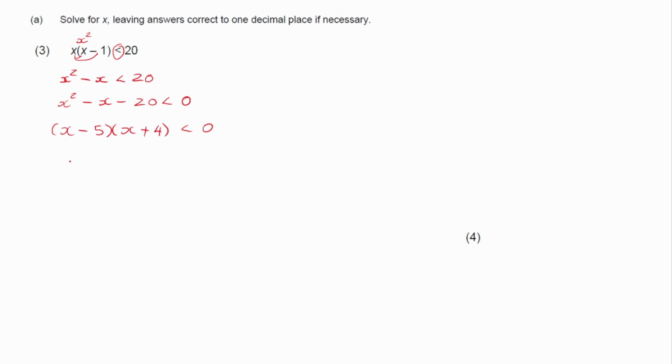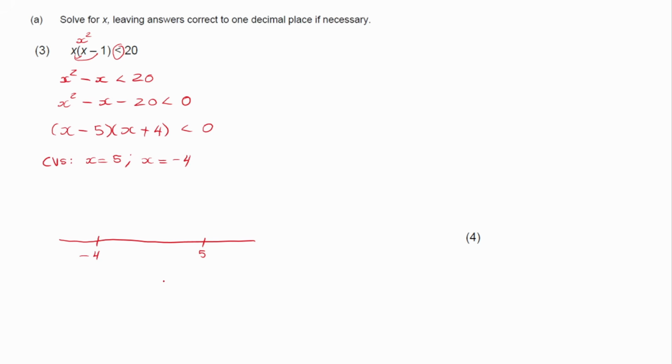Now, before we would just say x is equal to 5 or x is equal to -4, but because it's an inequality, we need to be a bit more careful. What we actually need to do here is identify our critical values, or CVs. Our first one is 5, and our second one is -4. So what we do now is we draw a number line like this. -4 goes here on our number line and 5 goes there.